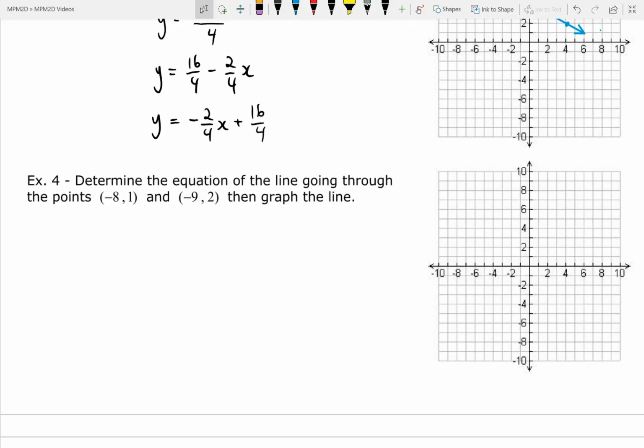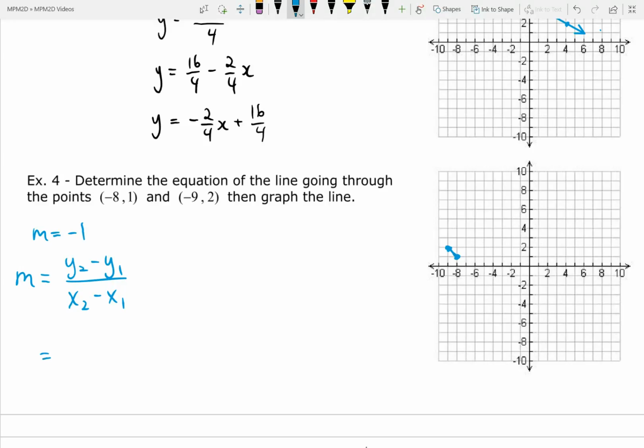Determine the equation of the line going through the points negative 8 and 1 and negative 9 and 2, and then graph the line. So negative 8 and 1 is right about here in my grid, and negative 9 and positive 2 is right here in my grid. Now you can see that from this point to this point I have a slope of negative 1, so m equals negative 1. But if you wanted to verify that using the slope formula, you might recall the slope formula is the difference in y values over the difference in the x values of your 2 points.